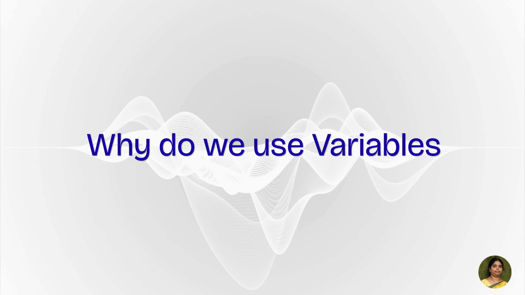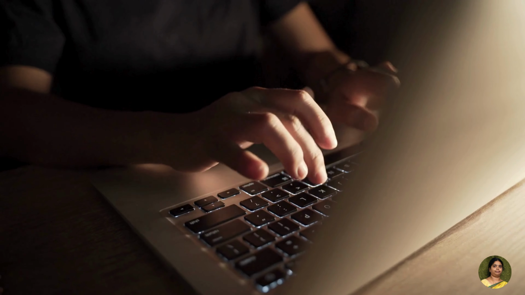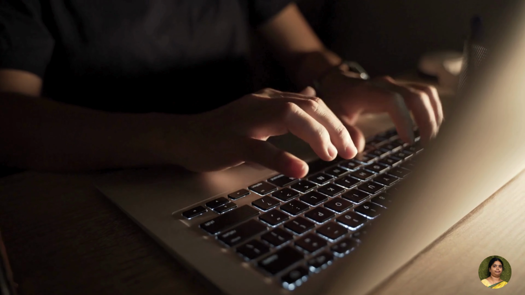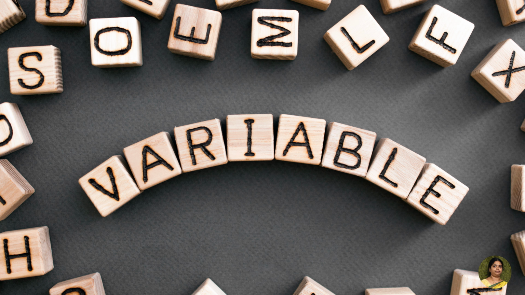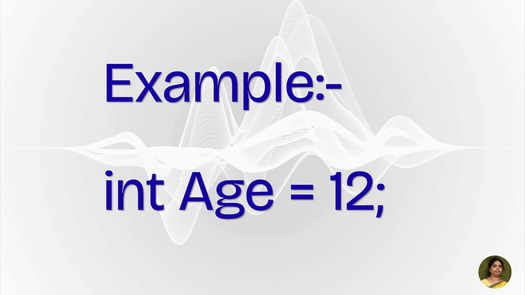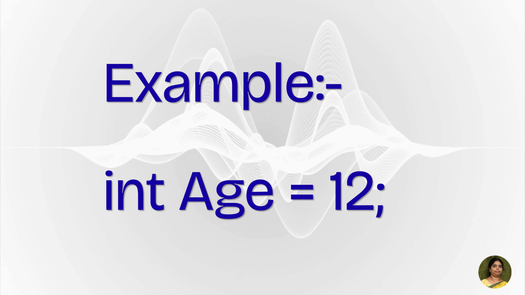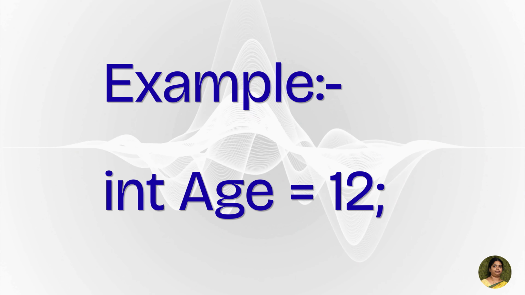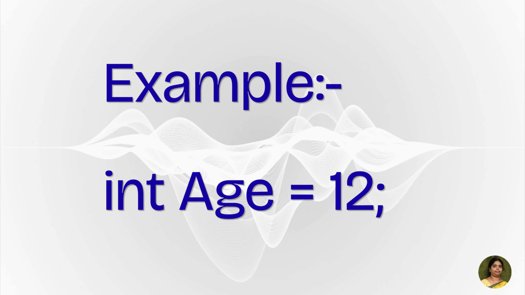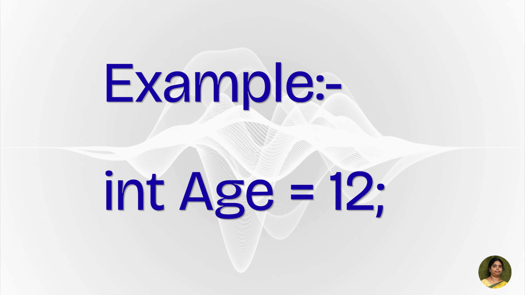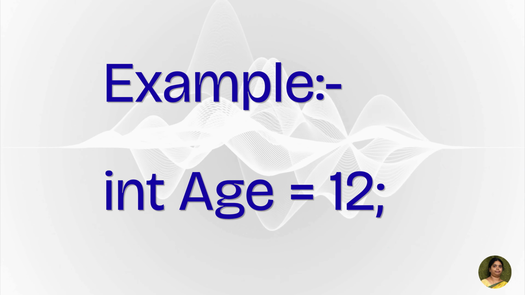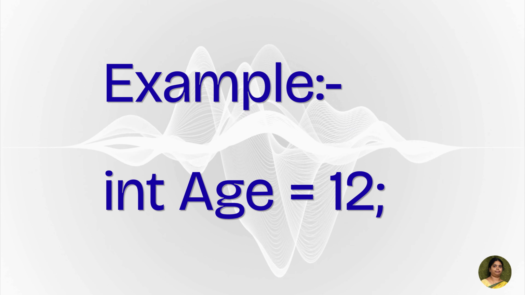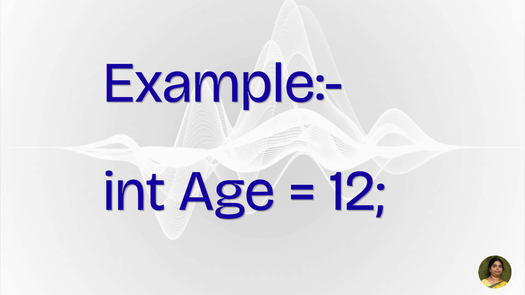Why do we use variables? Instead of writing the same value again and again, we store it once in a variable. Example, age equals 12. Now, whenever the programmer needs the age, they use the variable name instead of writing 12 everywhere. This makes the program easier to write and update.